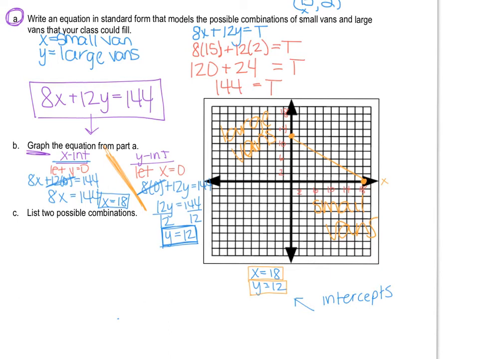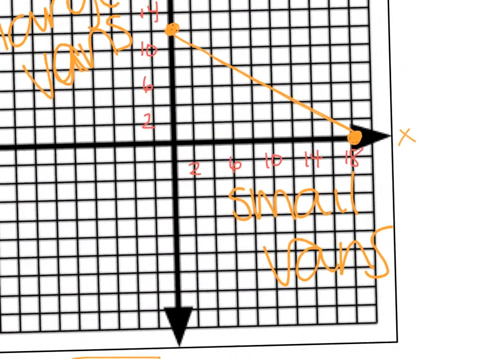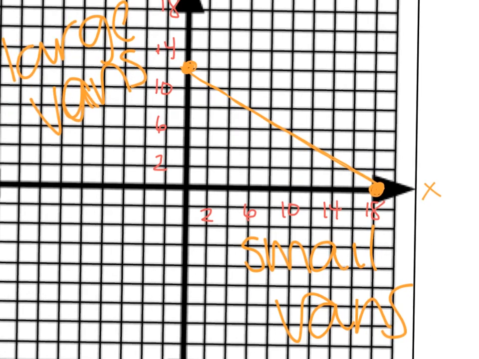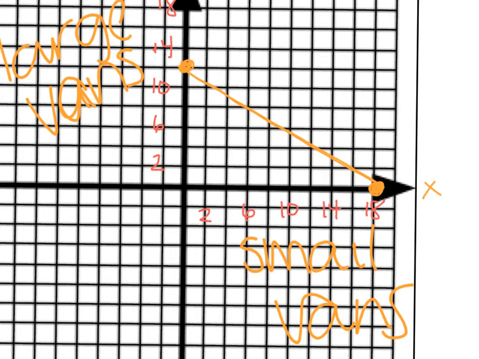Now for our last example here, it says, for C, list 2 possible combinations. All that means is when I zoom into this graph here, and again I have to remember x are small vans, y are large vans, and I'm going to use this line I just drew to predict some other possible combinations. So for example, this is possible right here. That point, so that is 16.